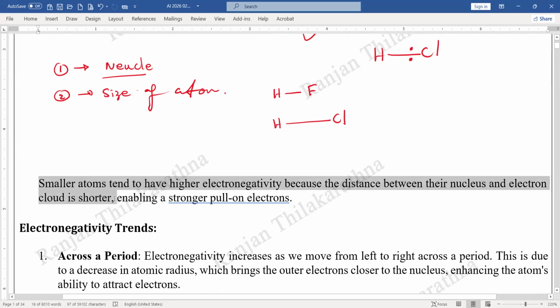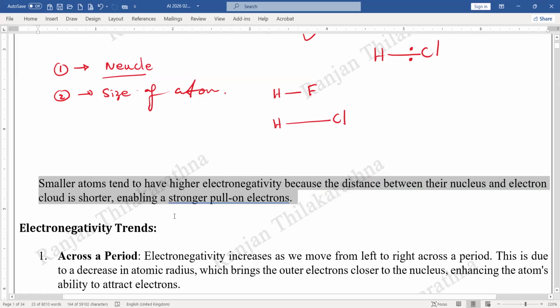short, enabling a stronger pull on electrons. Electrons will be pulled towards the nucleus strongly when the charge is increasing and also the size is decreasing. The size is decreasing from left to right. At the same time, the nuclear charge is increasing, therefore the electronegativity will increase from left to right across a given period.